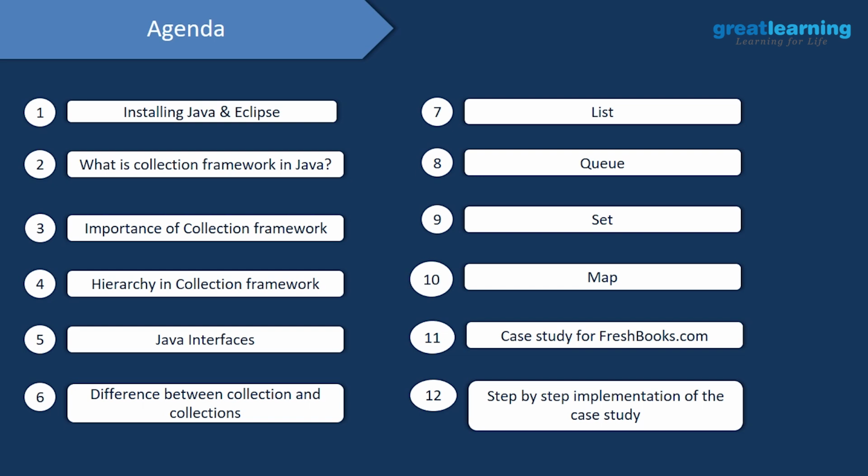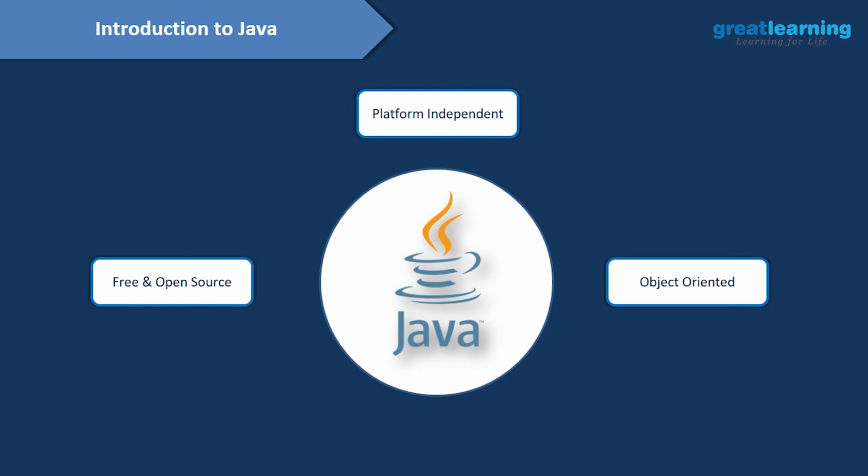Then we will see Java interfaces, and the concept we have for interfaces. Then we will see the difference between Collection and Collections. Then let's jump into List, Queue, Set and Map. And we will execute all the programs using the collection framework. Lastly, we will cover a case study for freeishbook.com, which includes our business problem. To solve that business problem, we need to use all the concepts we have learned so far. We will lastly see the step-by-step implementation of the case study. So first we will start off with the history of Java.